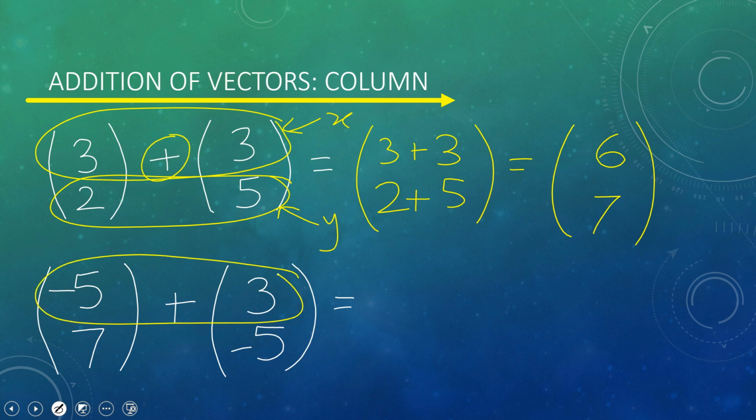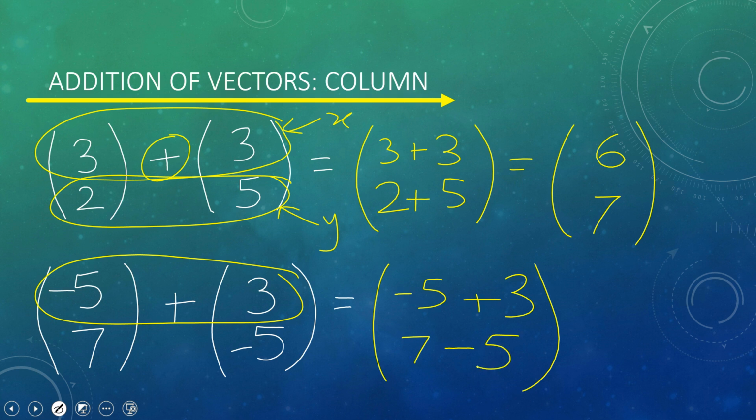Likewise, for the second example, we add element-wise. So add the x elements, so that's minus 5 plus 3 in the top, and for the bottom, 7 plus minus 5, that makes it 7 minus 5. And that gives us minus 2 and positive 2.